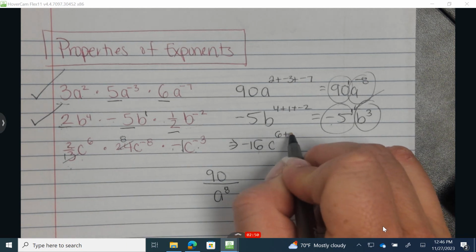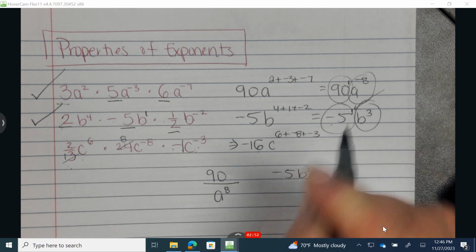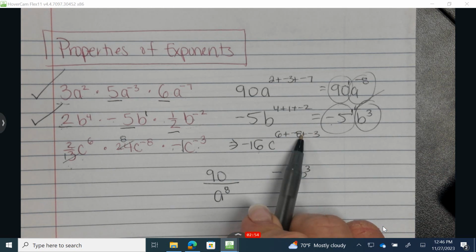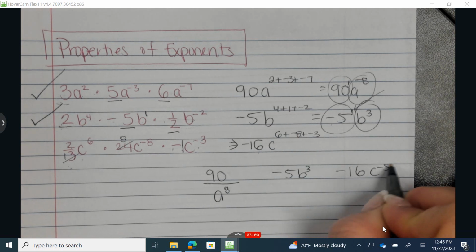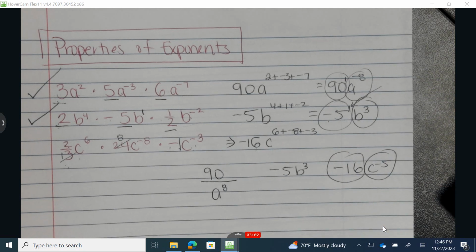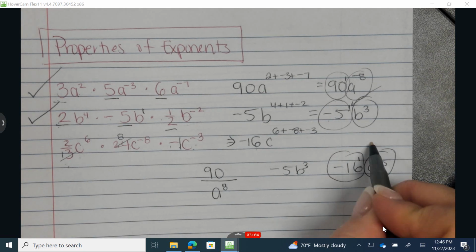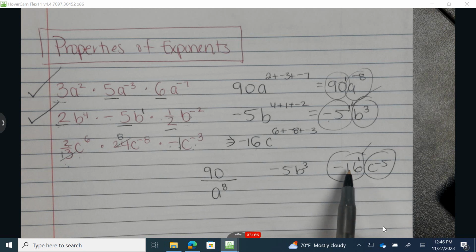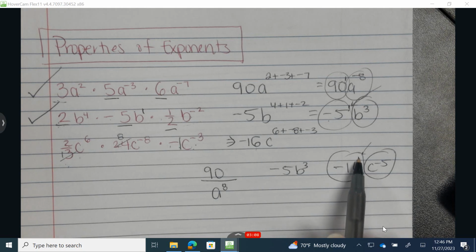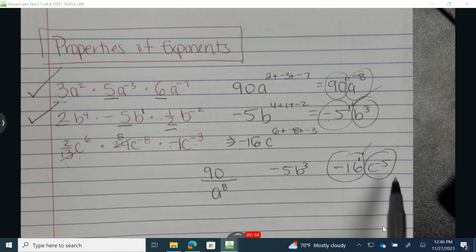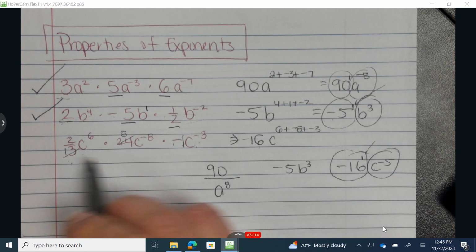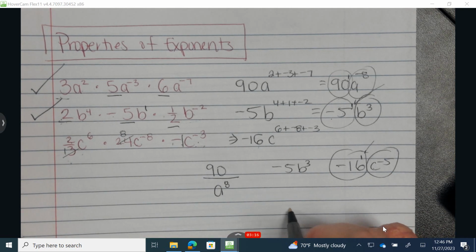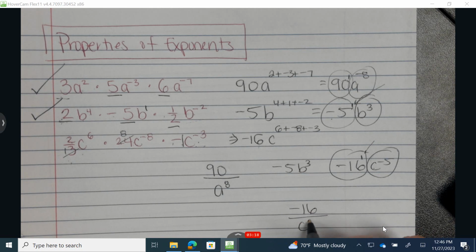So 6 plus negative 8 plus negative 3. 6 and negative 8 is negative 2, and negative 2 and negative 3 is a negative 5. Okay, think of these as two separate groups. The 16, since we don't see an exponent, it's a hidden 1. The negative 16 is going to stay where it's at because the exponent is positive. The C is going to move to the bottom because it has a negative exponent. So when I simplify this third example, I'd have negative 16 over C to the 5th.